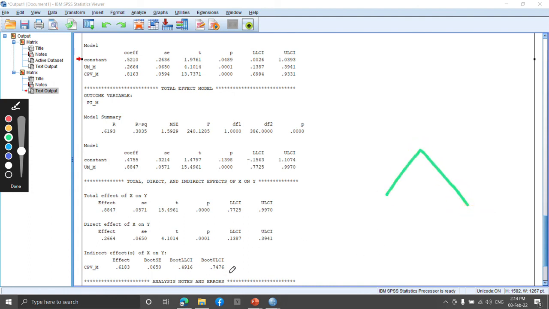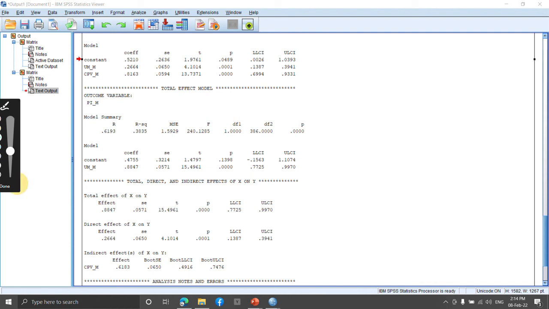Yeah, that is very clearly significant. Why? Both values are plus, no zero in between. So that path is also significant. Now this indirect path is also significant. This direct path is also significant. Then according to the definition, this is partially mediation.